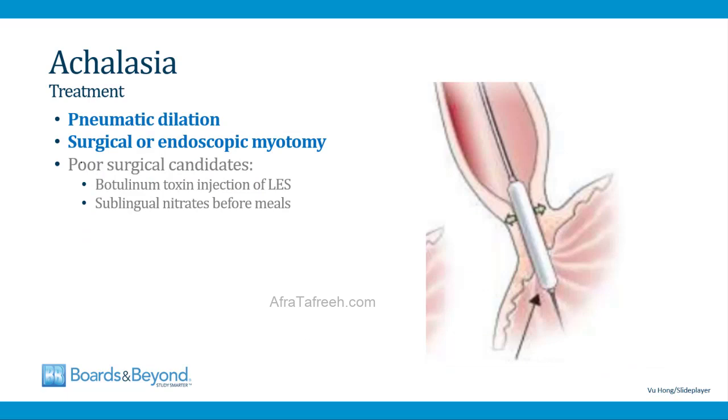For most patients with achalasia, the treatment is either with pneumatic dilation or myotomy, either through surgery or endoscopy. This is a picture of pneumatic dilation on the screen here. You put a balloon across the lower esophageal sphincter, and then you inflate the balloon to try and stretch the lower esophageal sphincter. For myotomy, you simply make an incision in the lower esophageal sphincter to try and decrease the resting tone.